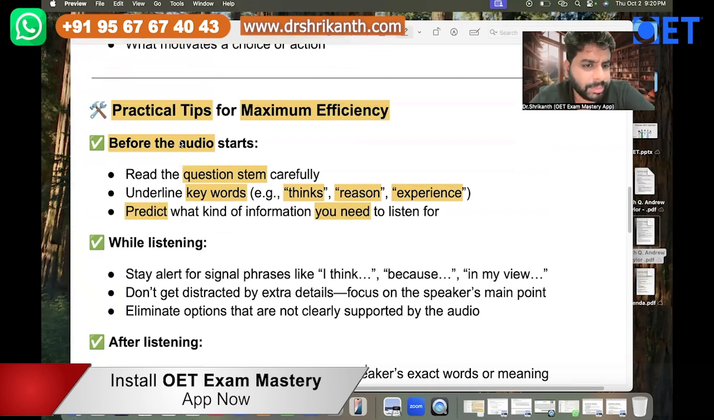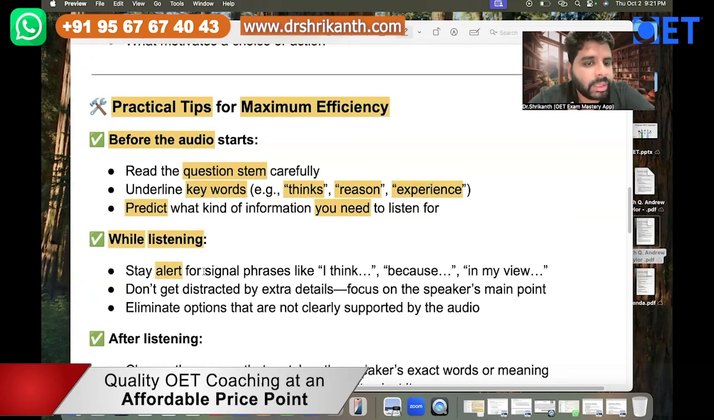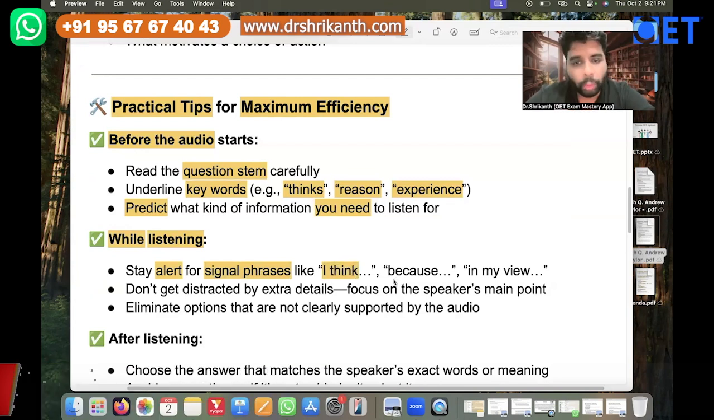So these are certain tips. Now, when you're listening to these types of questions, you have to stay alert for certain words, which we call signal phrases. See, I think, opinion. I think, opinion.